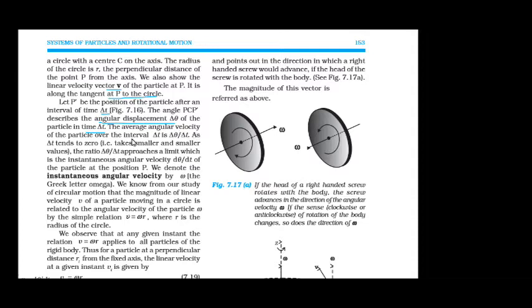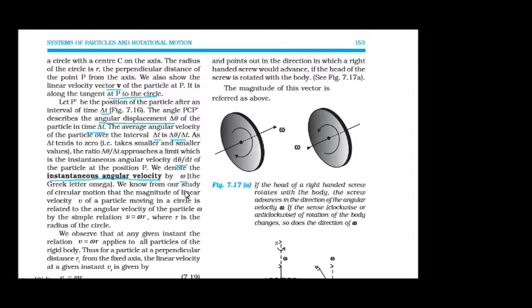The average angular velocity of the particle over the interval delta t is delta theta upon delta t. As delta t tends to 0, that is, takes smaller and smaller values, the ratio delta theta upon delta t approaches a limit, which is the instantaneous angular velocity of the particle at position P. We denote the instantaneous angular velocity as omega.